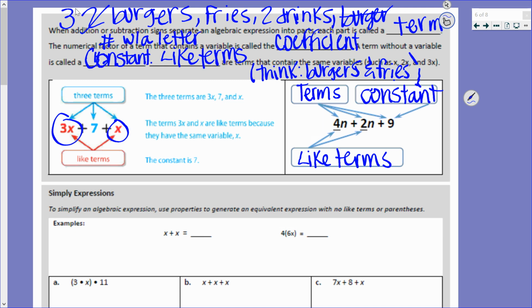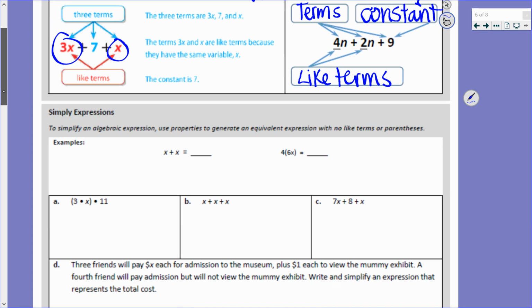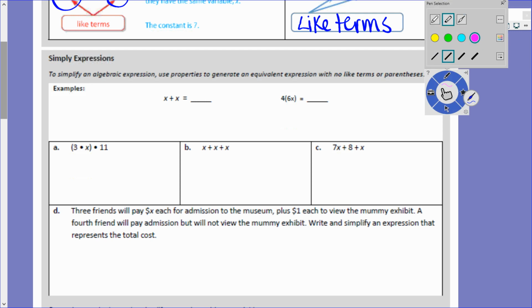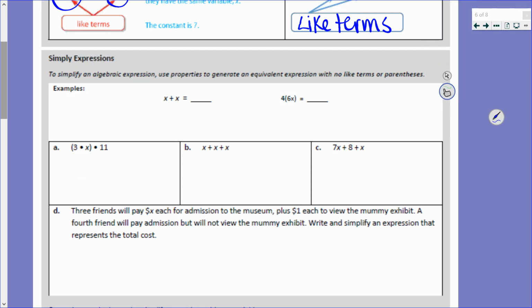So we can simplify our expressions by combining like terms. So for example, in the expression x plus x, do we see anything that is similar? Well, yeah, x and x. If I have x in one hand and x in the other hand, together I have how many x's? 2 x's.